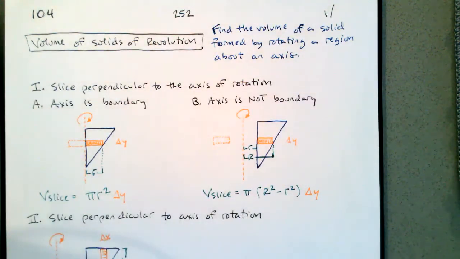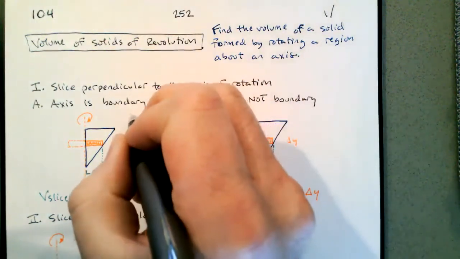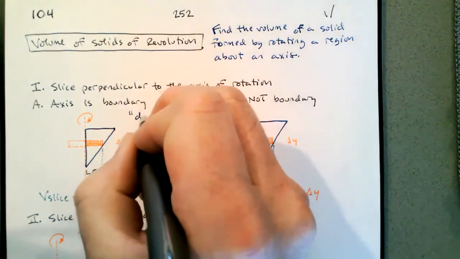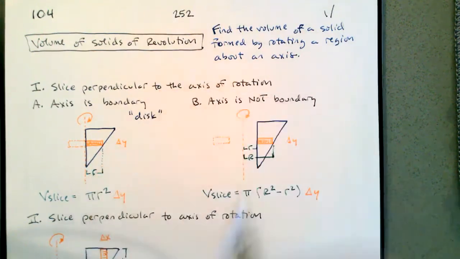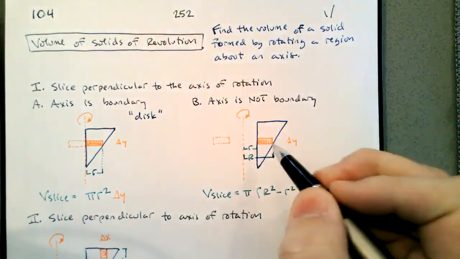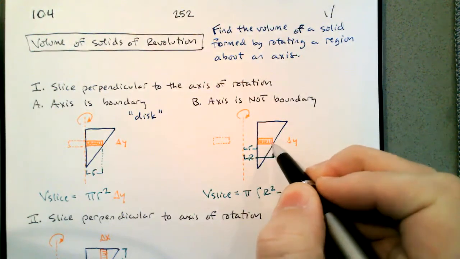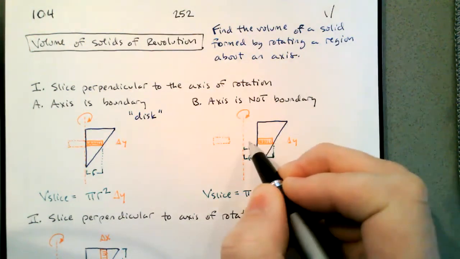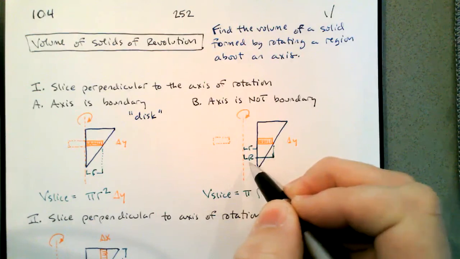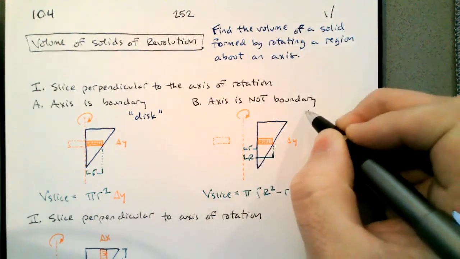There were two cases. One where the axis is a boundary of the region. This is the case where we don't have to subtract off a circle in the middle. So this is a case where we are dealing with a disk. And the other case where the axis is not a boundary of the region. In this case, there's going to be a gap between the slice and the axis of rotation. So we refer to this as a washer.